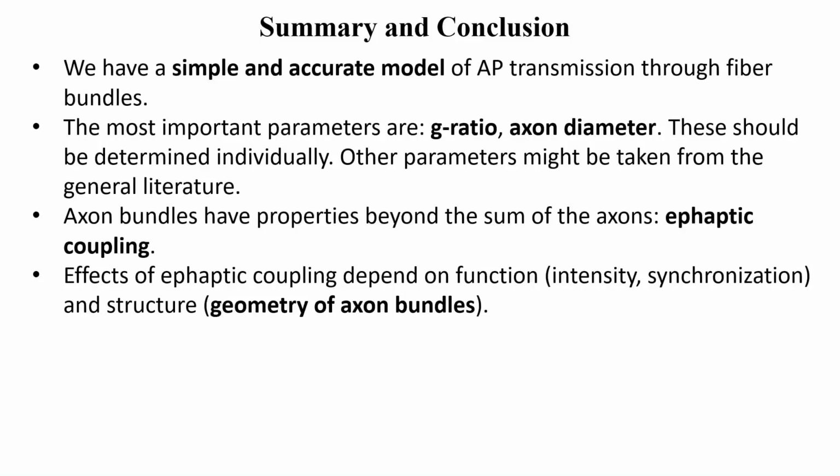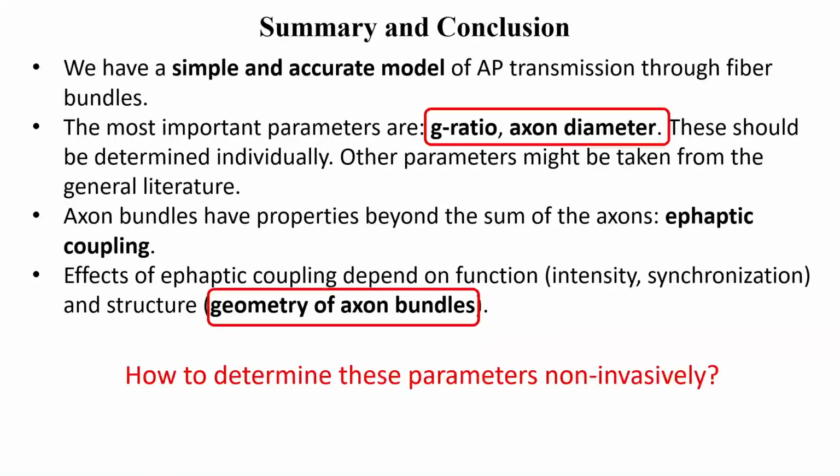The effects of ephaptic coupling depend on functional parameters, so the intensity and the synchronization of spike volleys, and also on structural parameters. And that is what we actually want to have from our MRI people. So we want to have individually determined geometry of axon bundles, of course, and the microstructural parameters, most importantly the G ratio and the diameter.